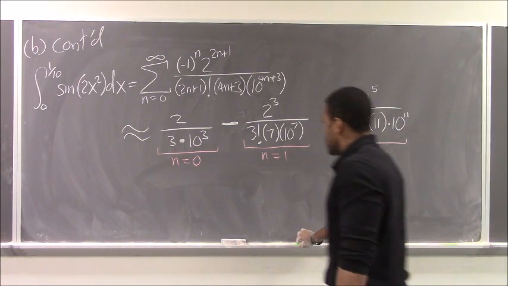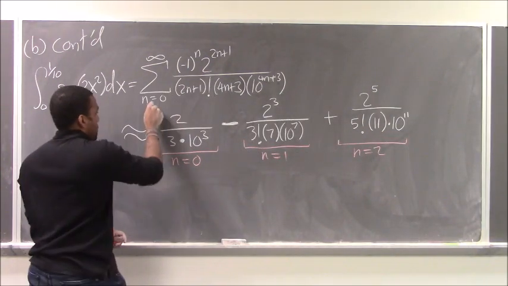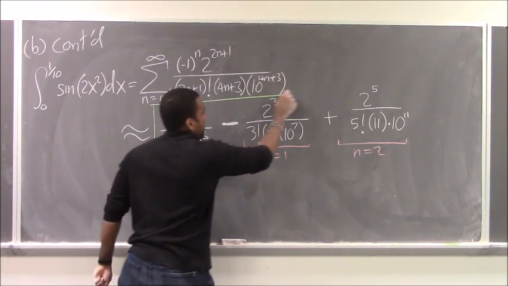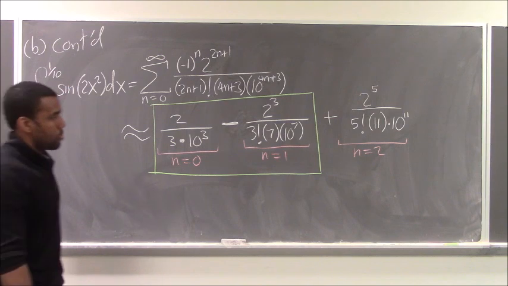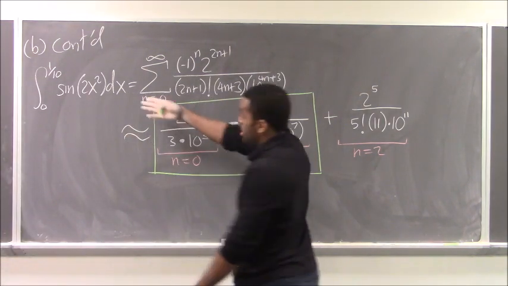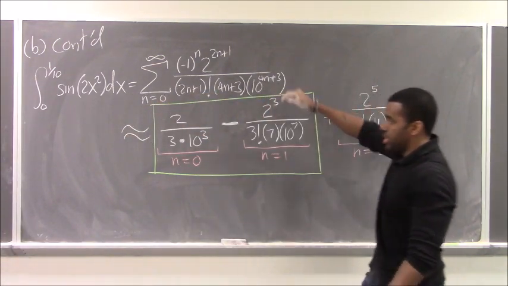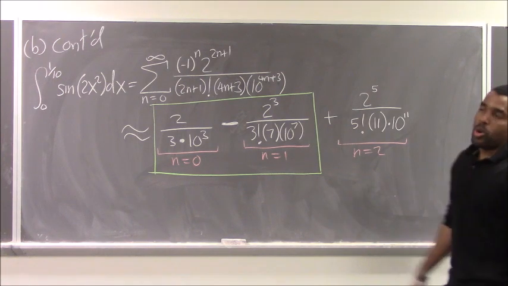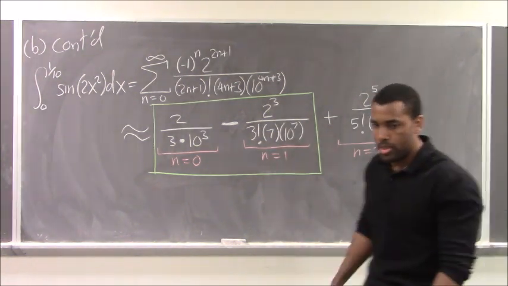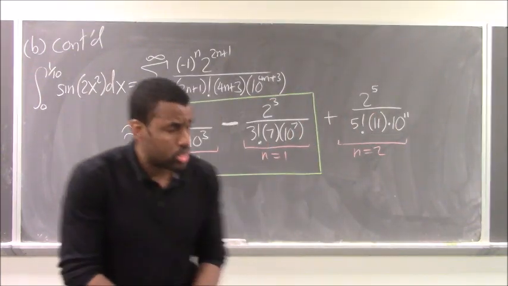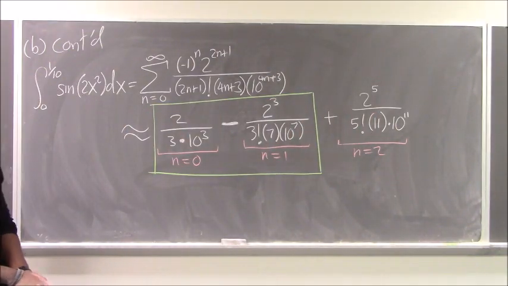So here's your answer to part B. I can approximate this integral by just adding these two fractions right here. Now, of course, in general, I could do it by adding more fractions, but the problem specifically stated approximate it as a sum of 2 fractions.